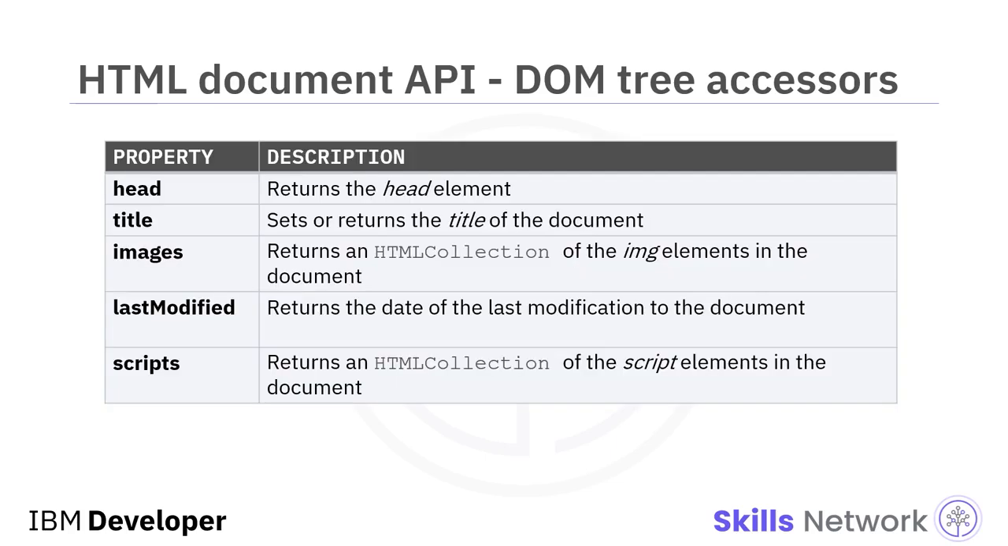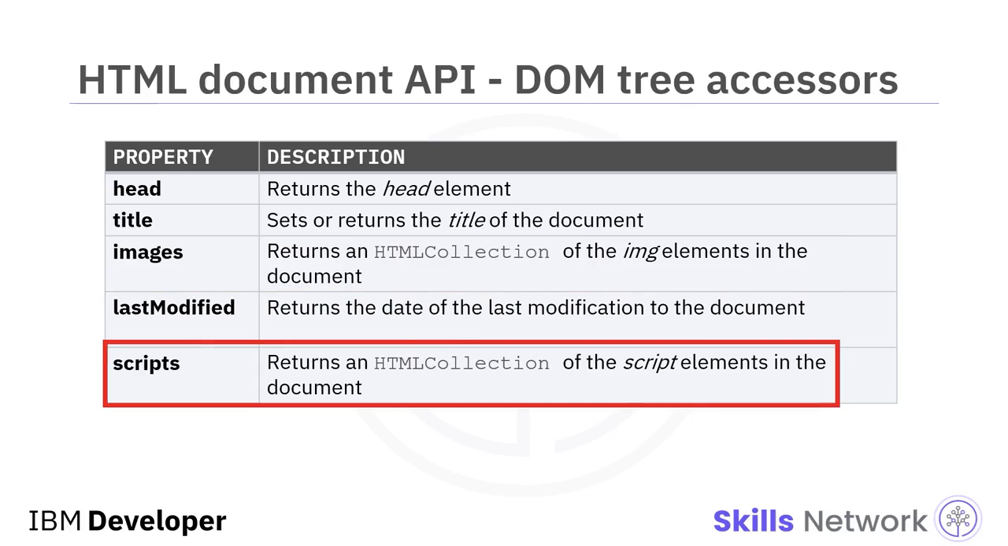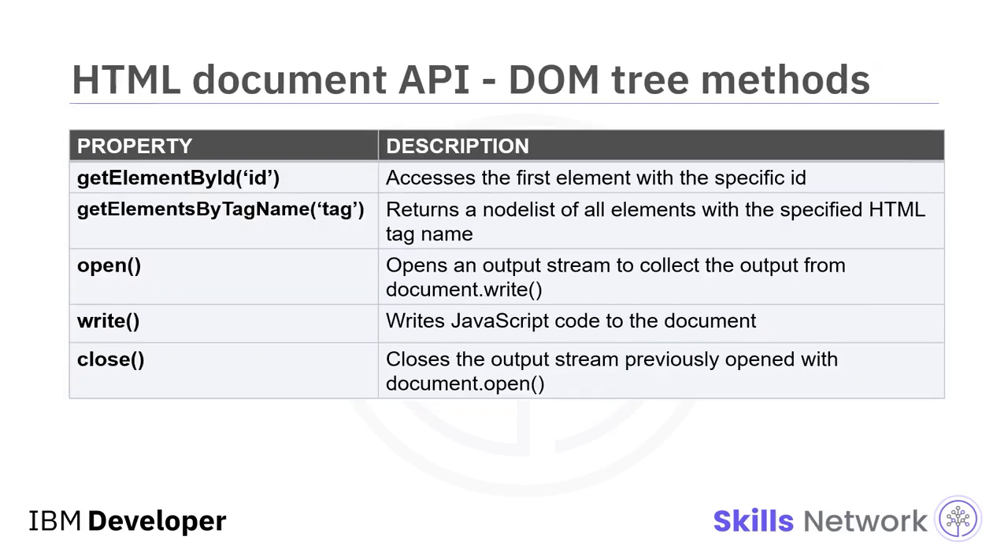For example, document.head returns the first head element that is a child of the HTML element, if there is one, otherwise null. The function document.images returns an HTML collection of the image elements in the document. The function document.scripts returns an HTML collection of the script elements in the document. Here are some common HTML DOM tree methods.